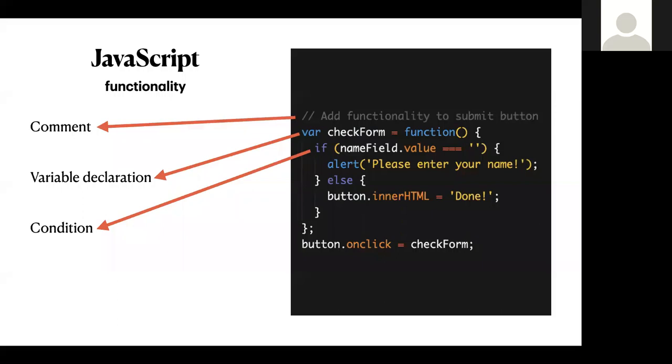And then if it doesn't pass the check, so if it's not an empty name, it goes into the else statement, which in this case changes the label on the button to done. And then the bit at the end basically says, for this button, if I click on it, I want to run the function checkForm. Again, I'll come back to this in a bit more detail afterwards.